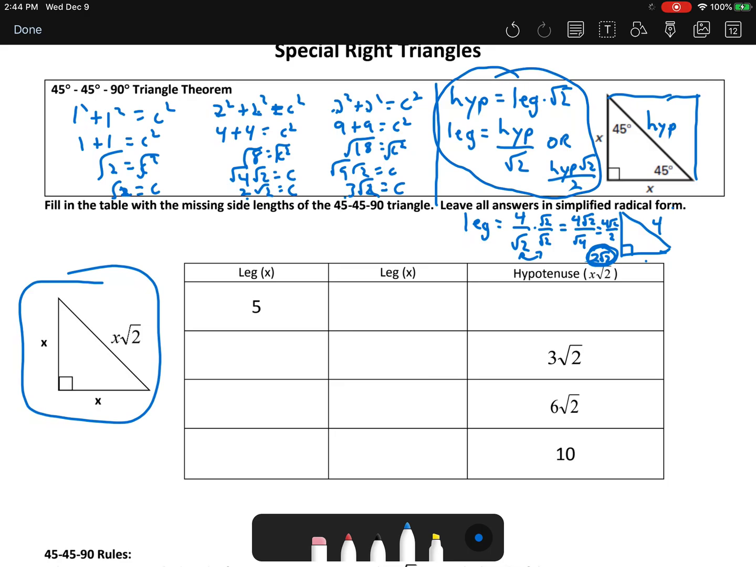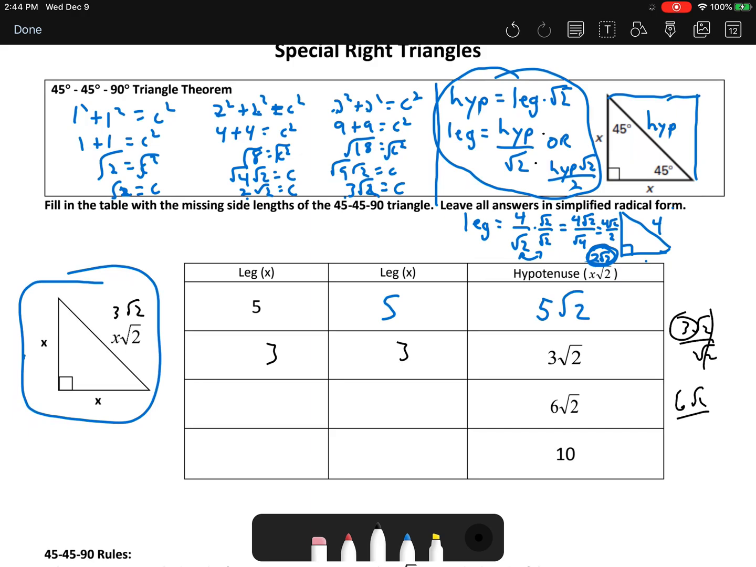Okay, so if our leg is 5, what's our other leg? Well, obviously it's 5. So what's our hypotenuse? Oh, it's got to be 5 radical 2. That was easy. Okay, now let's go backwards. 3 radical 2. So this is 3 radical 2. So x must be what in this case then? Yeah, it must be 3, right? Because we're supposed to take the hypotenuse divided by radical 2 to find the leg. Hey, those cancel. You get 3.